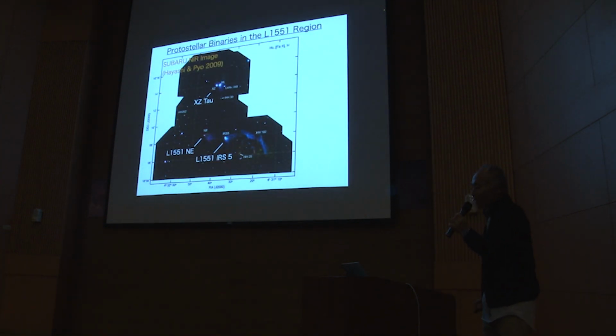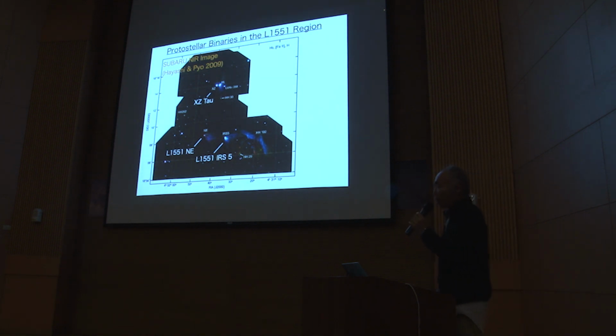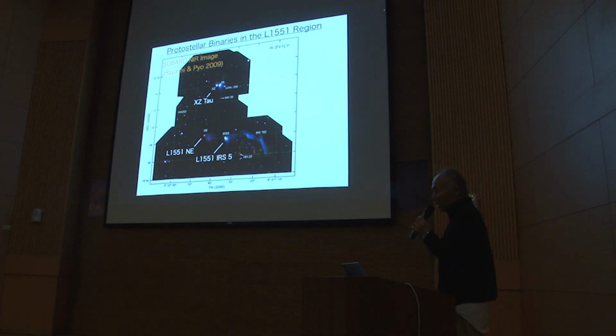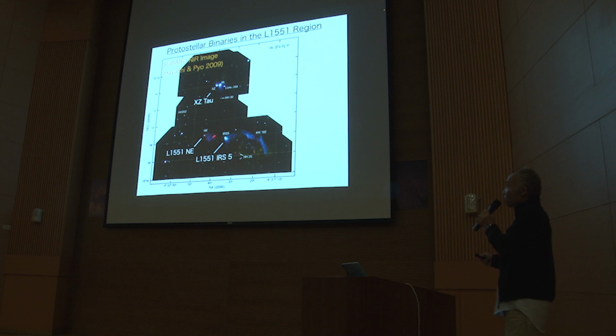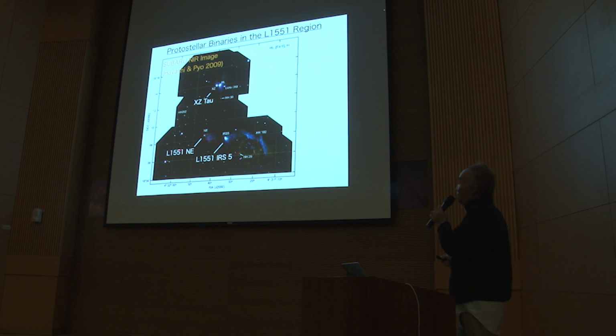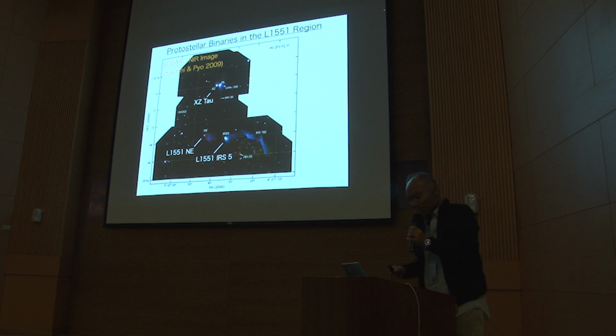So, the L1551 region, this is my favorite region. I am observing this region with ASIAA and ALMA together with Paul. In this region, there are three binaries. One is L1551 IRS5, and the second one is L1551 NE, and the third one is XZ Tau here. So I will talk about all of these three sources.